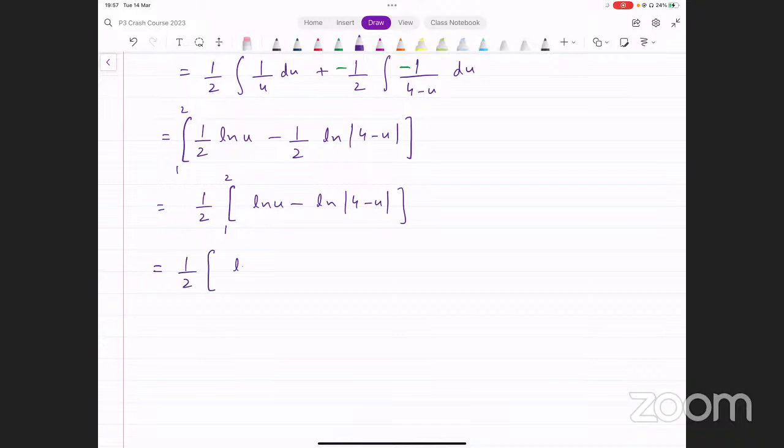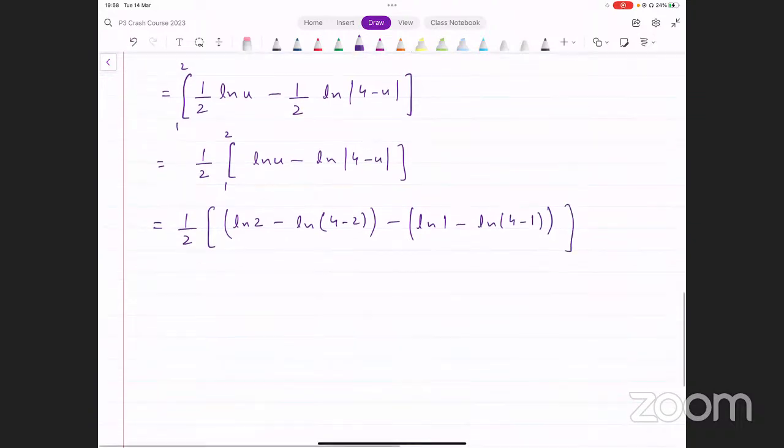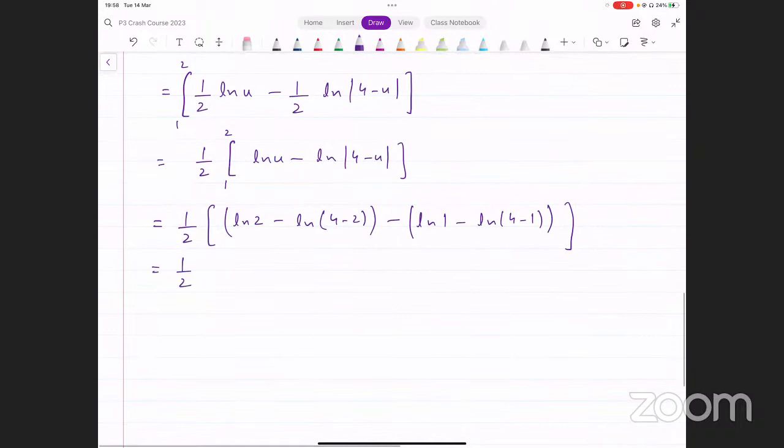Input 2 first of all, that gives you ln 2 minus ln of 4 minus 2. That's what you get when you input 2. Subtract from that the case when you input 1, that gives you ln 1 minus ln of 4 minus 1, which is ln 3. That is what you get inside. Okay, now let's simplify this. You have half outside, inside you get ln 2 minus ln 2 minus ln 1 plus ln 3.